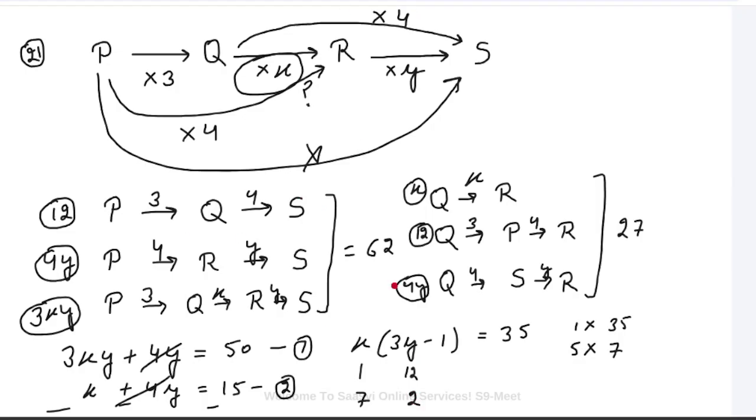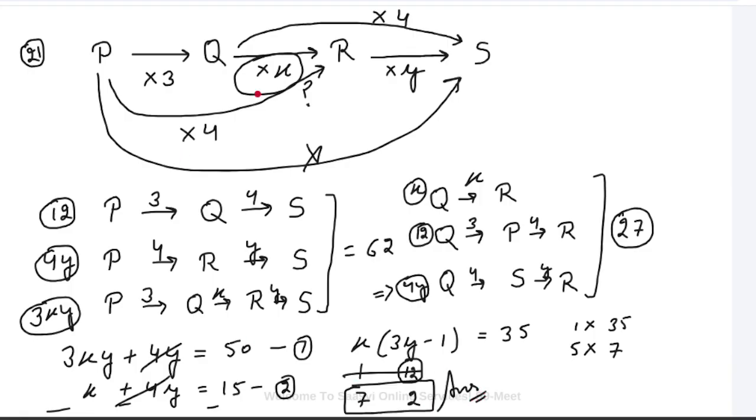Now if we put the value of y as 12 in equation number 2, 4 into 12 is 48. There are 48 ways we get from Q to R, and the total we have is 27. That means this value is rejected.